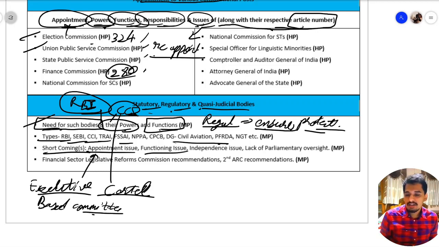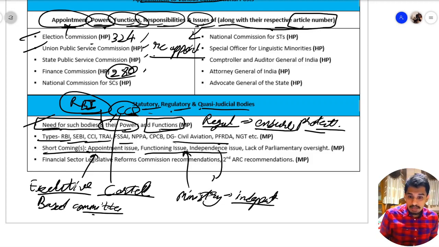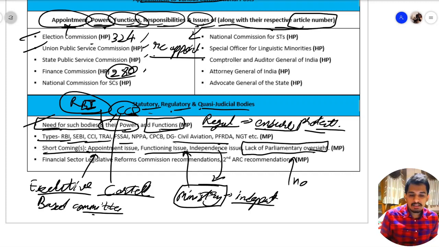Then they have functioning and independence issues. One of the issues is that they are attached to a ministry rather than being independent themselves. And for funds also, they have to be dependent on the ministry. So this puts their independence at stake. Then we have lack of parliamentary oversight, that no parliamentary committee exists to ensure that these regulators are functioning properly. There is no parliamentary committee oversight on these regulators.